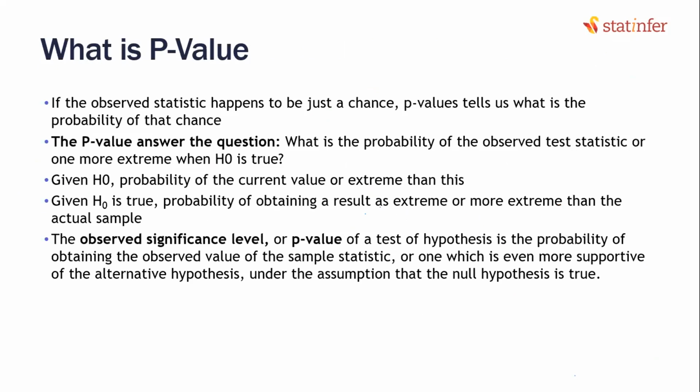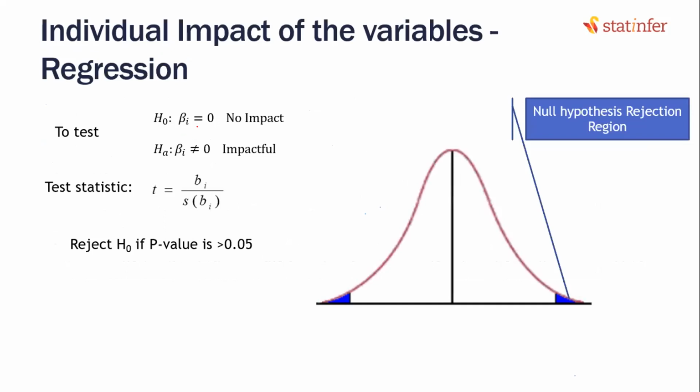If you go to regression, there also we used the p-value. I told you that the p-value concept comes from the testing of hypothesis. There the null hypothesis was beta i equal to 0. What does that mean? The coefficient of a variable is equal to 0, which means the variable has no impact. Think about it. If I take a variable and its coefficient is 0, that variable has no impact. That's the null hypothesis. The alternative hypothesis is the opposite.